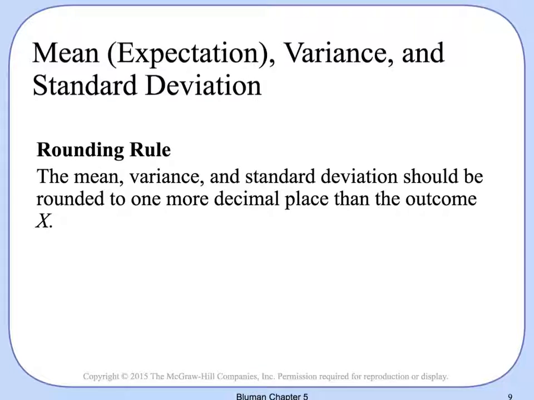Oh, before we do that, rounding rule. Their rounding rule says the mean, the variance, and standard deviation should be rounded to one more decimal place than the outcome. What I noticed is on some of your homework ones, they don't care. They'll tell you what to round to. So a lot of times on the homework it says round to 4 decimal places. Then you need to round to 4 decimal places, okay? So in general for reporting out, this is kind of how you round. You round to one more, but a lot of times on your homework it'll say round to 4 decimal places. So then go ahead and round out to 4 decimal places.